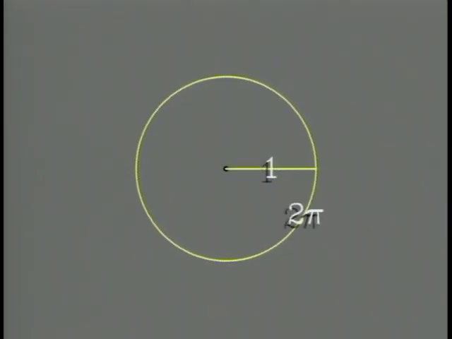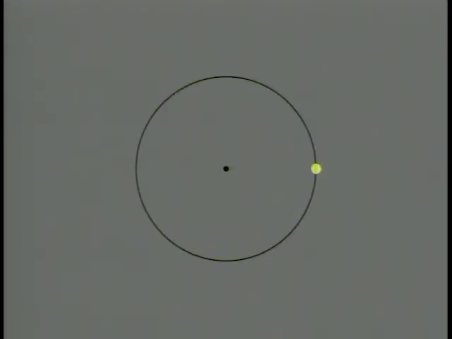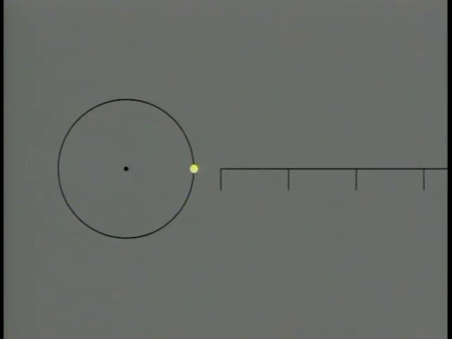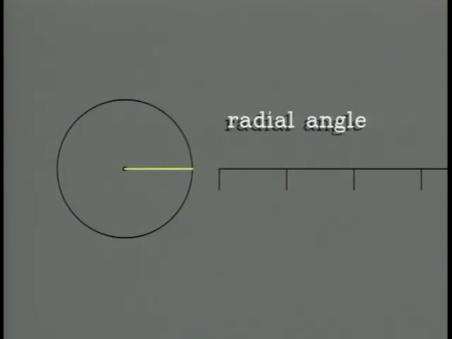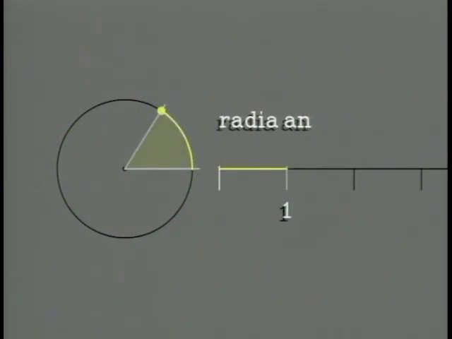To relate circular motion to mathematics, look at this circle of radius 1, called a unit circle. The length of its boundary is 2 pi. When an object moves along the circumference, the distance it travels can be recorded on a horizontal t-axis. The number t is called the radian measure of this angle. The word radian is short for radial angle. When you wrap one radius of a circle along its circumference, the angle formed is 1 radian.